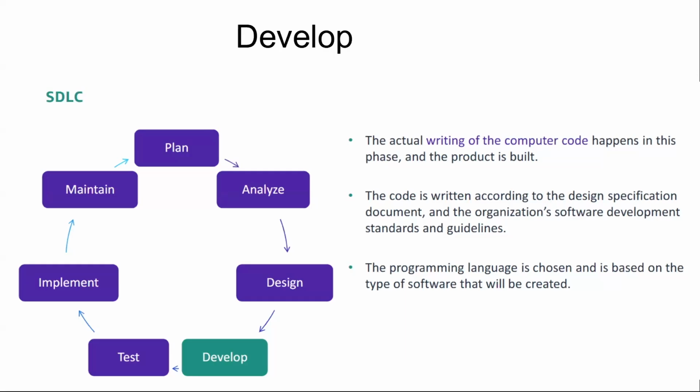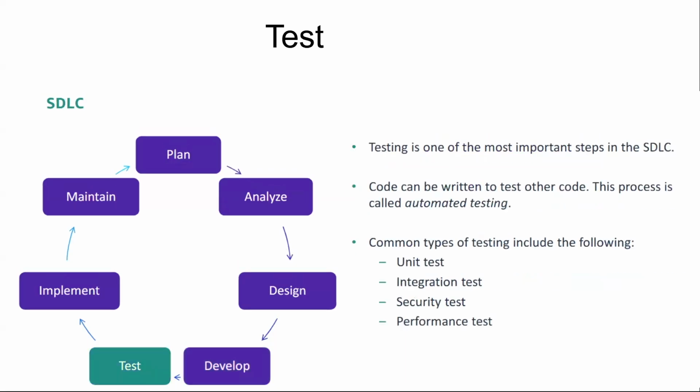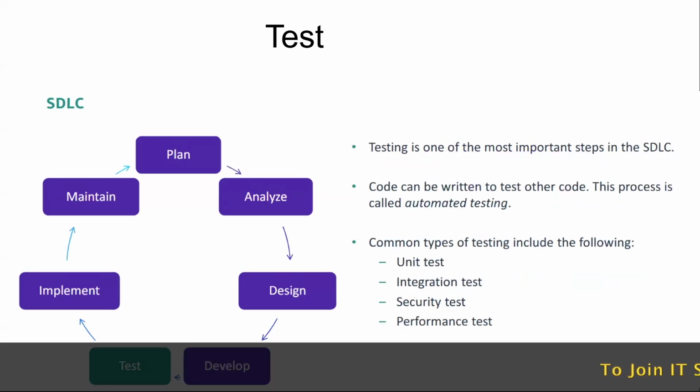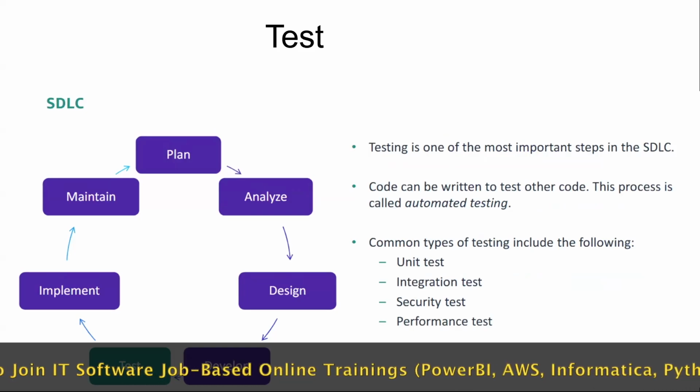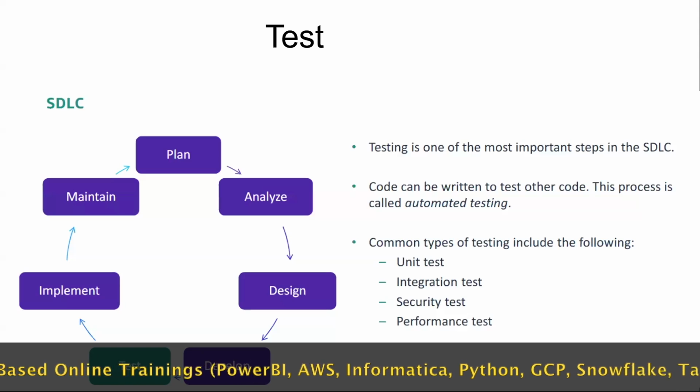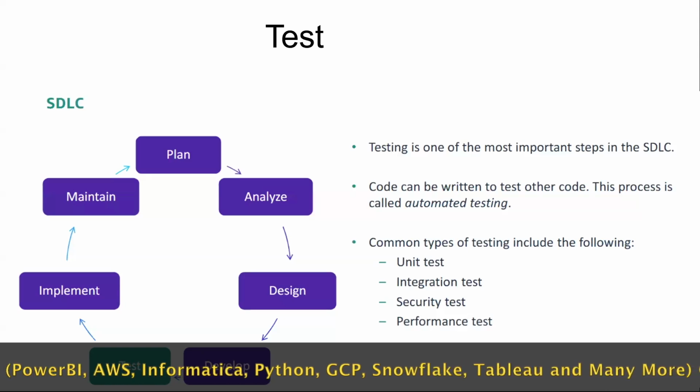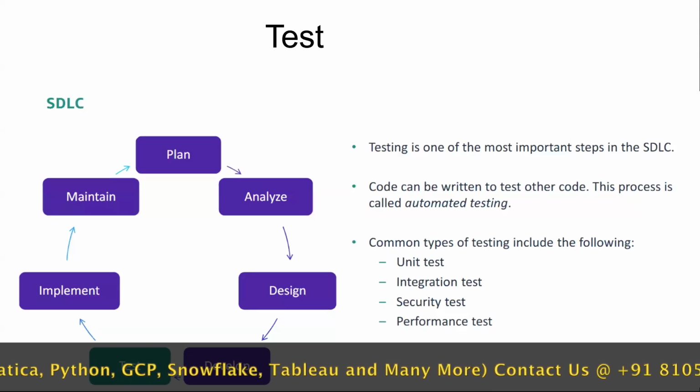Then you're choosing what type of programming language, which software you will be choosing, whether you're using Java, whether you're using Python, or which platform. So you'll have to choose that. Then you have to test that particular code, and code can be written to test other code, so you are automating a particular task. Different types of tests include unit, integration, security, performance. So we are testing this.